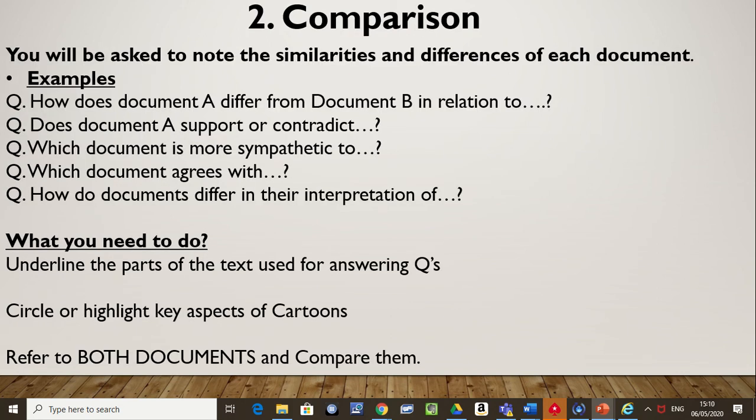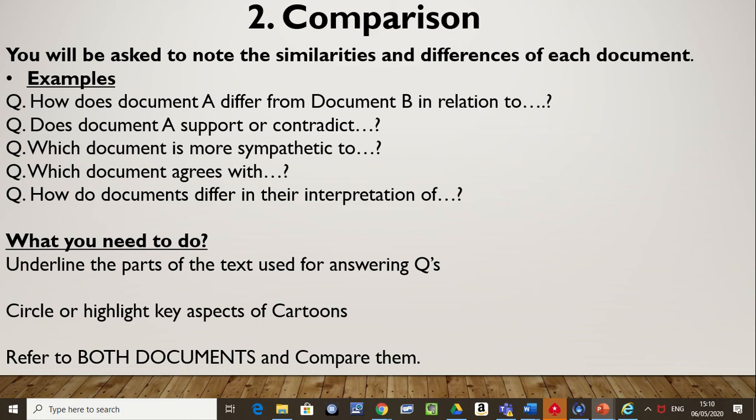The second part of the documents-based question is a comparison section. And what you have to do here is basically compare 2 documents, okay? You do this by looking for similarities or differences in each document. Very, very straightforward. And examples of these comparison style questions could be: how does document A differ from document B in relation to something? Does document A support or contradict something?